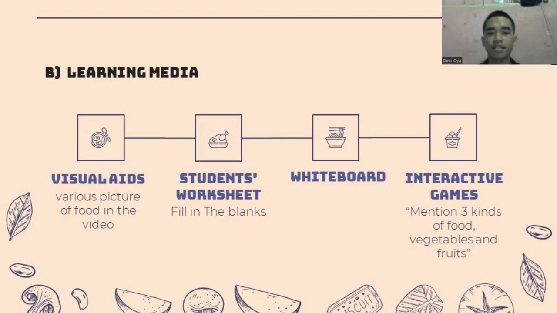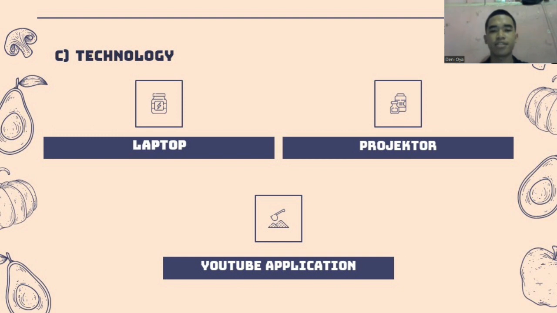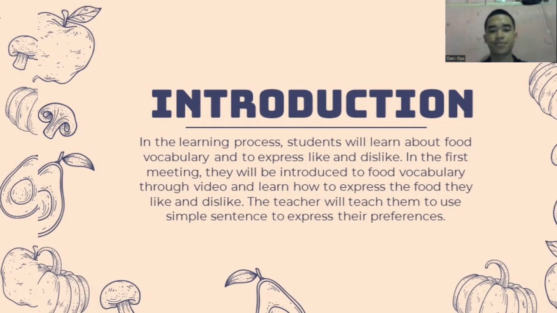The fourth, interactive games, mention 3 kinds of food, vegetables, and fruits. This game is used to make the vocabulary learning more fun and interesting. And then the technology used in this lesson plan are laptop, projector, and YouTube application. Laptop is used to provide the learning material, and projector is used to present the material to the students visually, such as pictures and videos. And last, YouTube application is used as the source of the learning material.